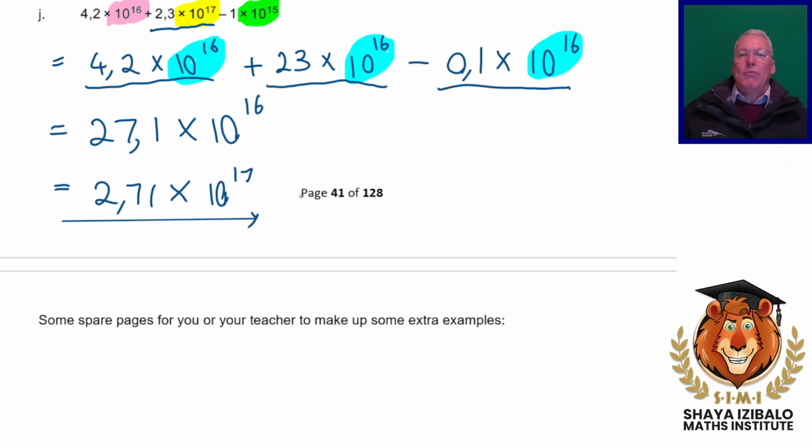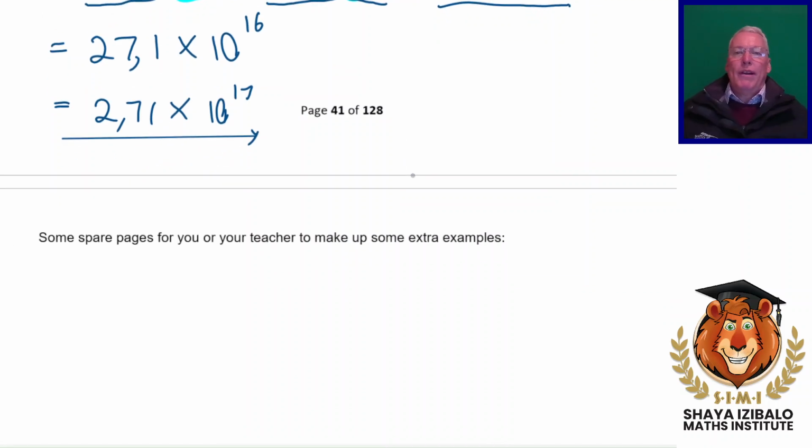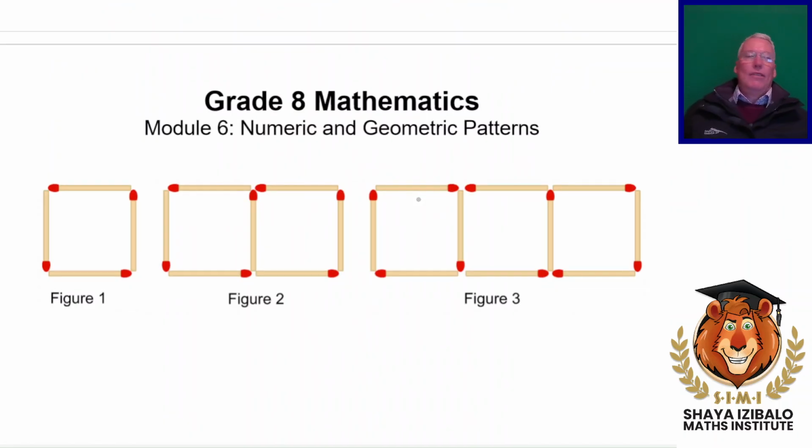All right, next time we will start with our next topic, which, as you can see in the workbook, is numeric and geometric patterns. All right, have a great day, everyone.